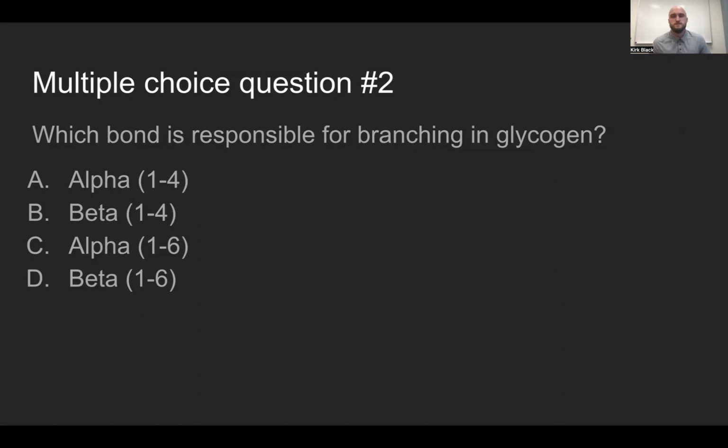Question two, which bond is responsible for branching in glycogen? A, alpha 1,4. B, beta 1,4. C, alpha 1,6. D, beta 1,6. Okay. This is again a question that if you got wrong, I'm not sure that you've been listening the entire time because remember, glycogen is highly, highly branched. And due to this being highly branched, it is alpha 1,6. And due to that, glucose is readily accessible for energy.